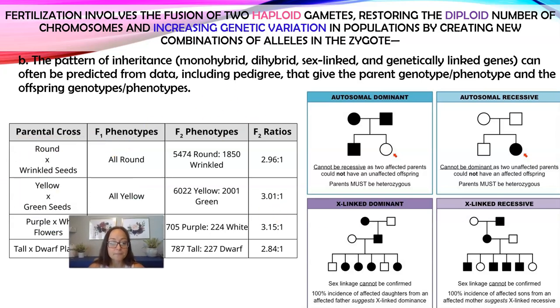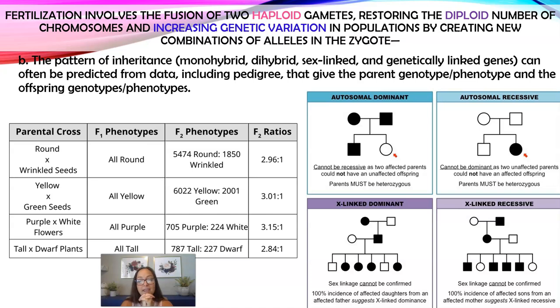Basically, you can inherit traits on autosomal chromosomes, which are your chromosomes 1 through 22, where you are diploid. You have two number 1s, two number 2s, two number 3s, two number 4s, etc. And you have sex chromosomes, your X's and your Y's. As a female, you have two X's, but a male has an X and a Y. So those traits show a different pattern when you look at data.